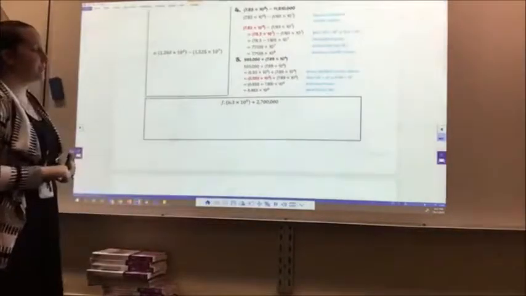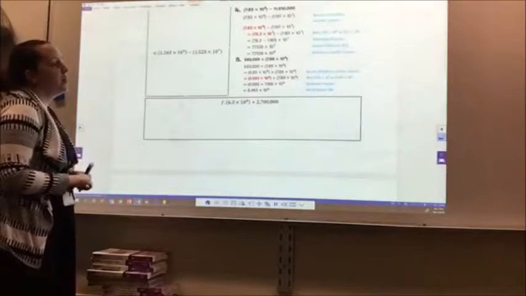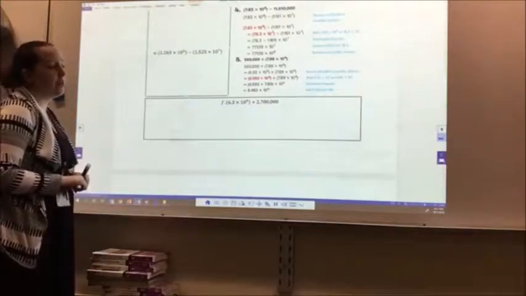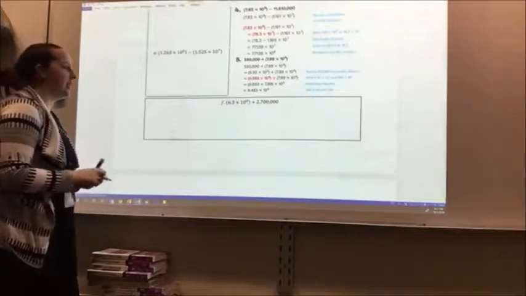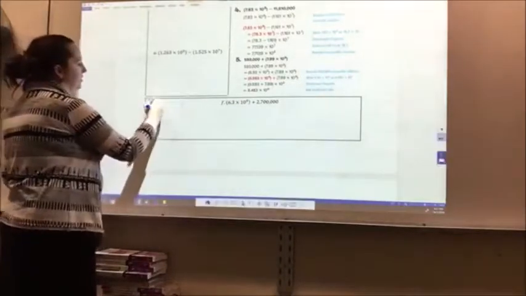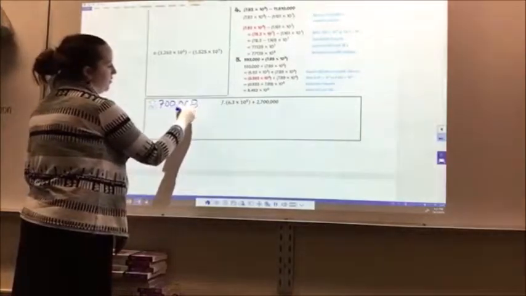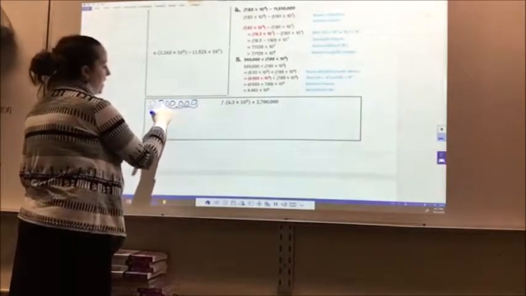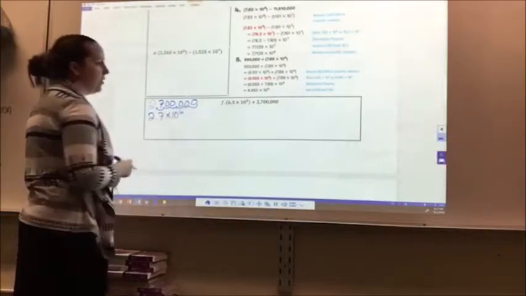All right, the last problem, letter F, is 6.3 times 10 to the 5th plus 2,700,000. So I need to change 2,700,000 so it is in scientific notation. So I move 1, 2, 3, 4, 5, 6. So I get 2.7 times 10 to the 6th power.